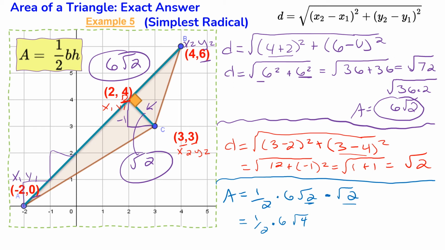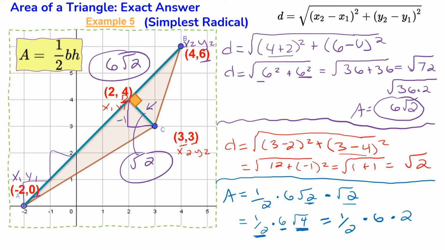Since I'm running out of space, I'm going to write it horizontally here. So the square root of 4 is what? It is 2. So I'm rewriting the 1/2, I'm just rewriting the 6, I'm simplifying. And the square root of 4 is 2.